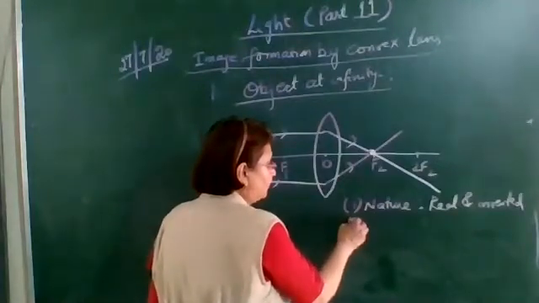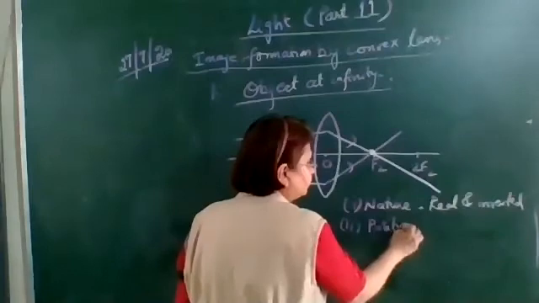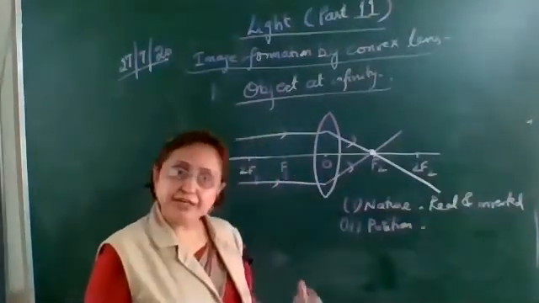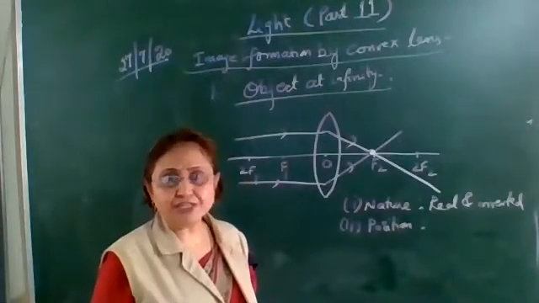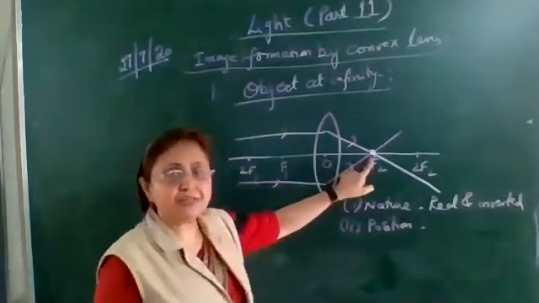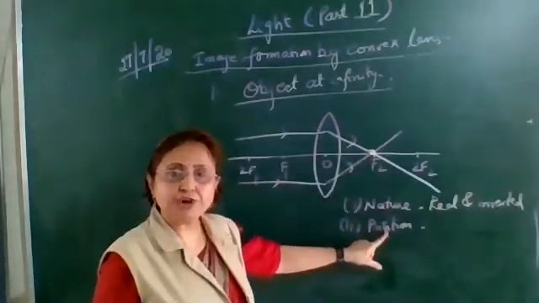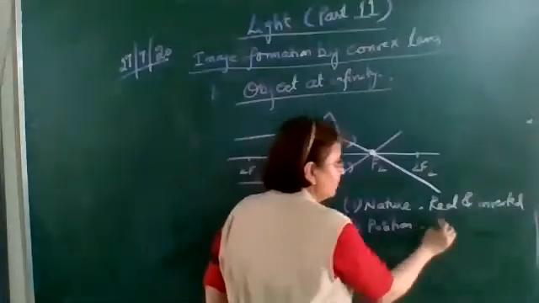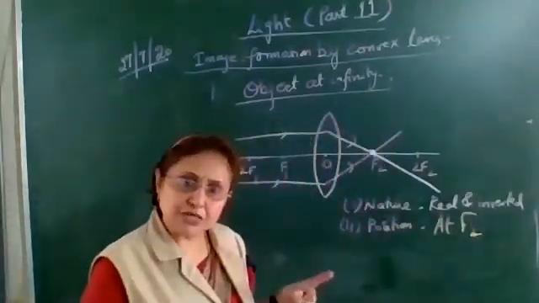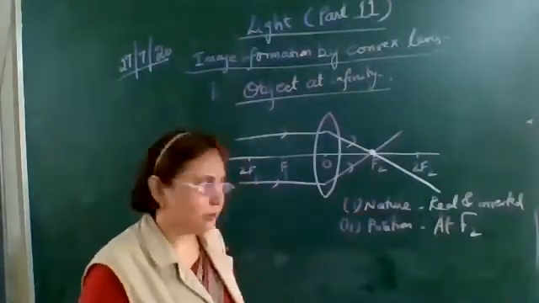The second point we'll discuss is the position of the image. Where it is formed, wherever the refracted rays meet each other, the image will be formed. Here the refracted rays are meeting at F2. So the image is formed at F2. So the image is formed at the focus, which is on the other side. That is, you may say it is formed at F2.